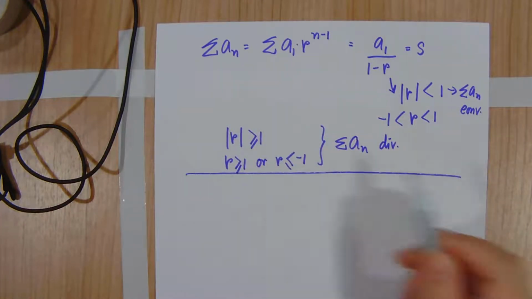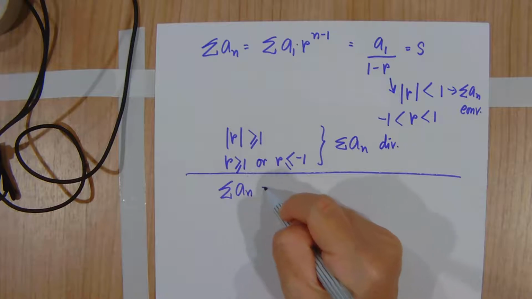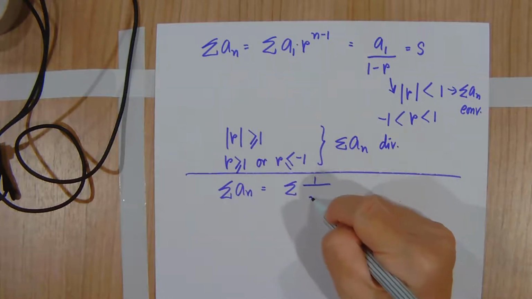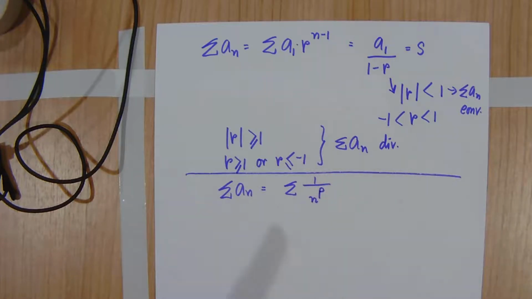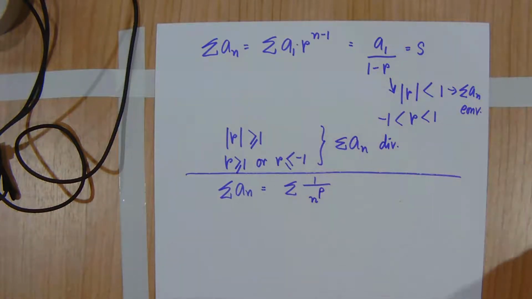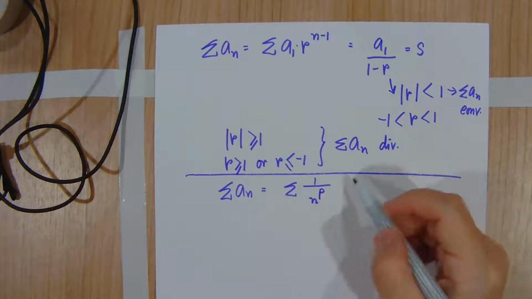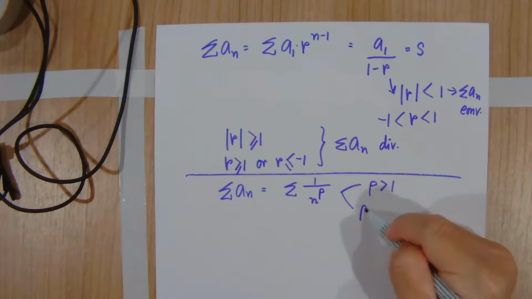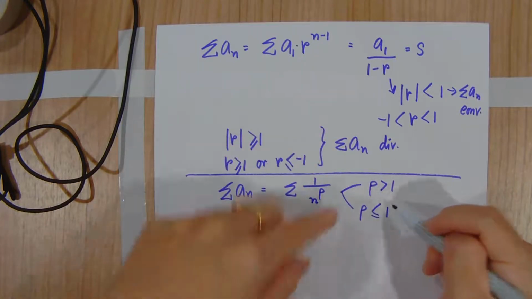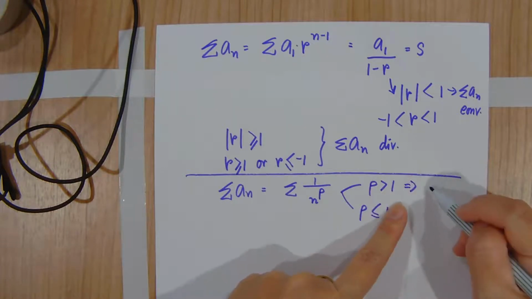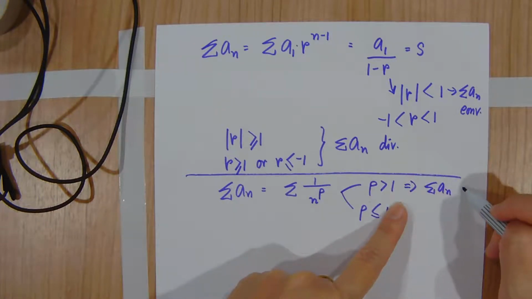Then, when compared with the p-series, the p-series is the summation of 1 over n to the power of p. If we compare with the value of p, it is the opposite of the geometric series. If p is greater than 1, then the p-series converges.